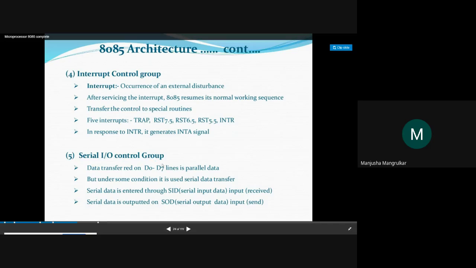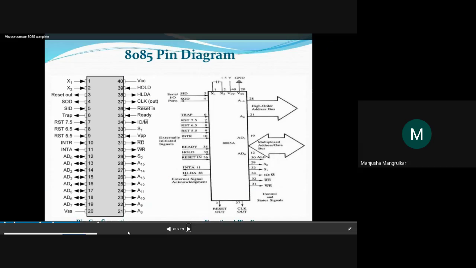The serial input output control. Data is transferred on the D0 to D7 lines as parallel data, right? But under some conditions serial data transfer is used. Serial data enters at the SID serial pin, which is the input, and serial data is output on the SOD pin, which is the output. So this is the pin diagram.